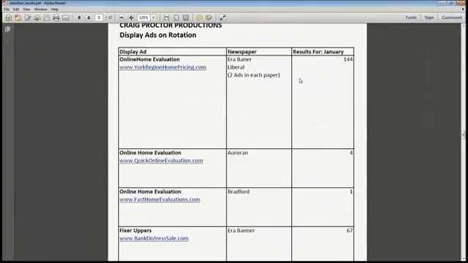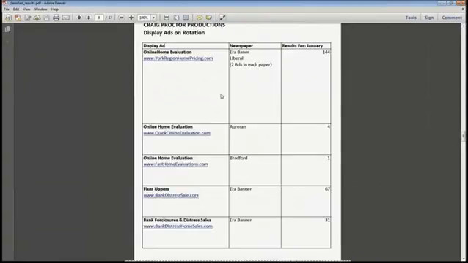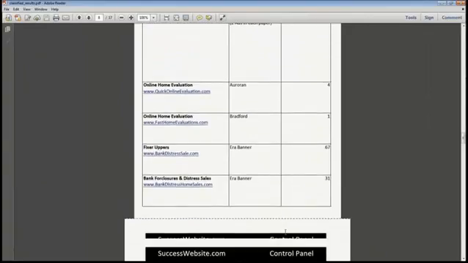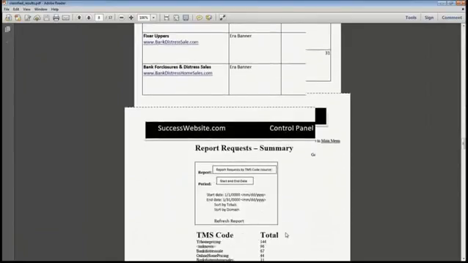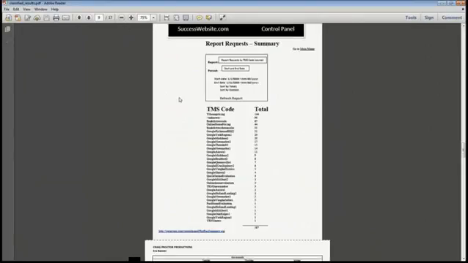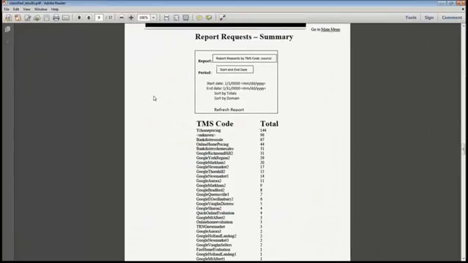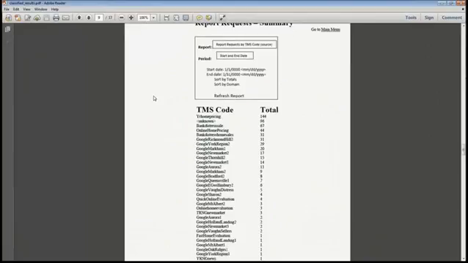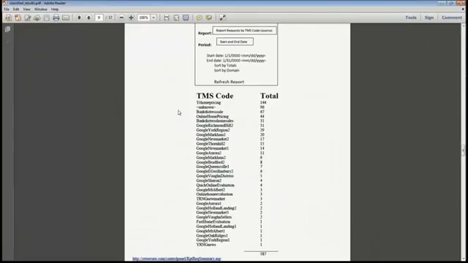Let's have a look at it here again. Online home evaluation campaign in the Era banner, 144 leads. In the Auroran, 4. In the Bradford Times, 1. Fixer-Upper in the Era banner, 67. Bank foreclosure and distress sales in the Era banner, 31. So there's a tremendous difference, not only within a publication, but between the publications. My message to you is you need to test, because if you're not getting good results, it may be because you haven't discovered the right combination for you, the right combination of message and medium.